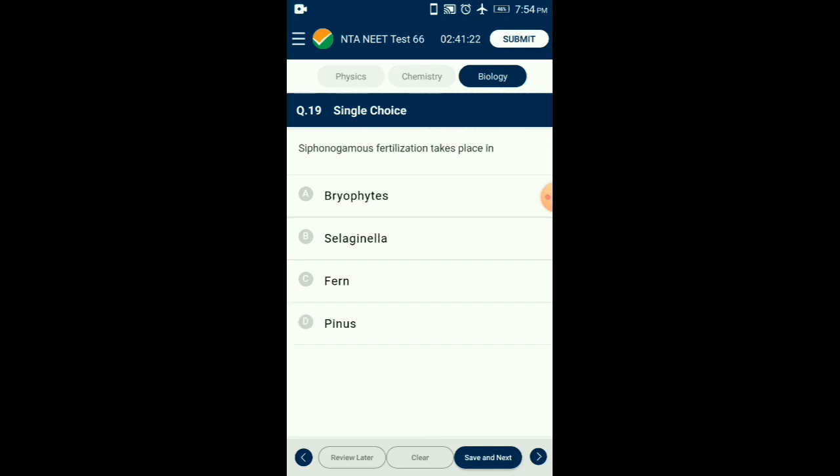Question number 19. Siphonogamous fertilization takes place in. Siphonogamous fertilization is the fertilization in which a long pollen tube carries two male gametes near the egg cell. This is only found in gymnosperms and angiosperms. So the answer is option D. Siphonogamous fertilization takes place in Pinus.